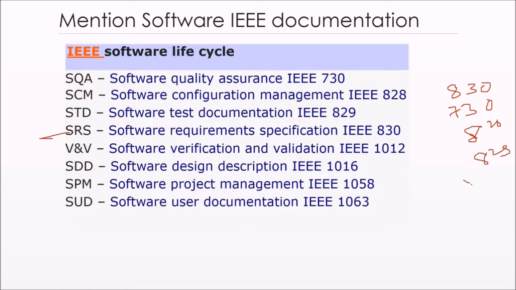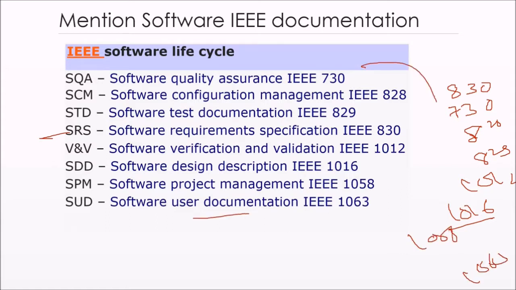Then verification and validation 1012. Software design description 1016. This is very important. Software project management IEEE 1058. Software user documentation 1063. So these are all the numbers, you must learn them.